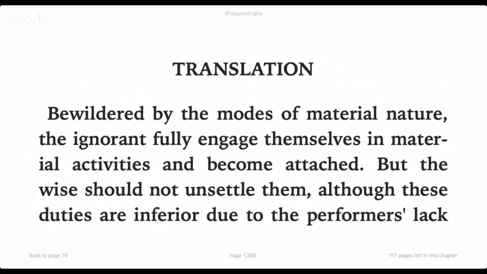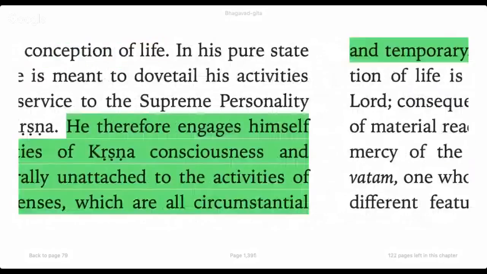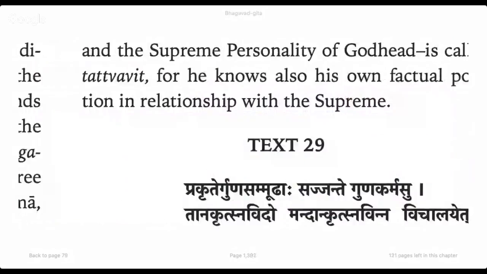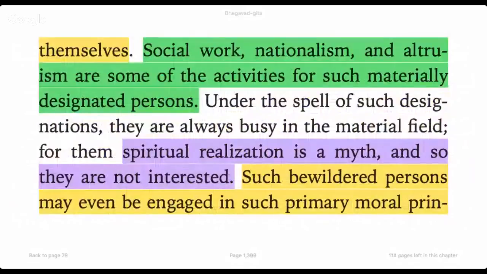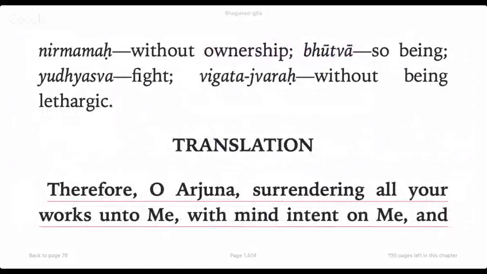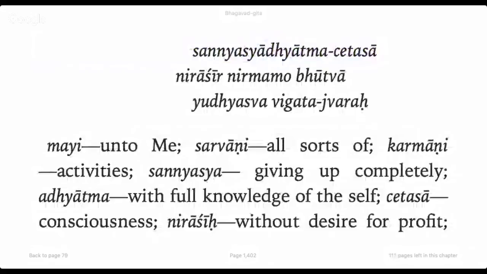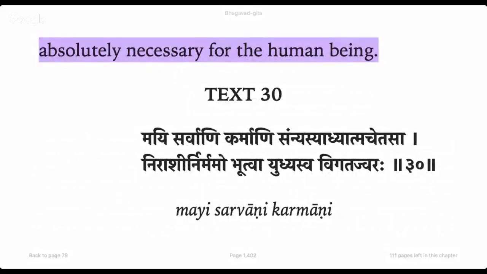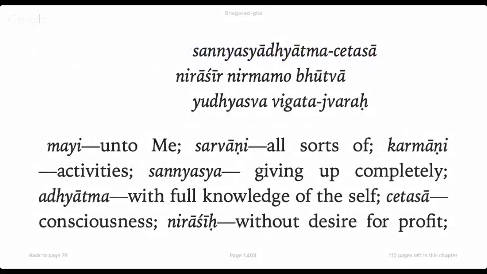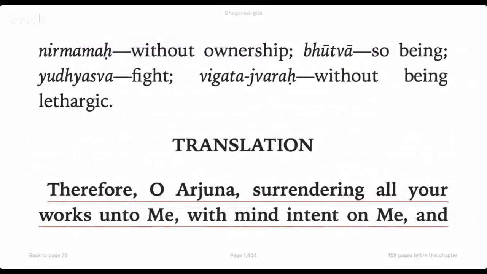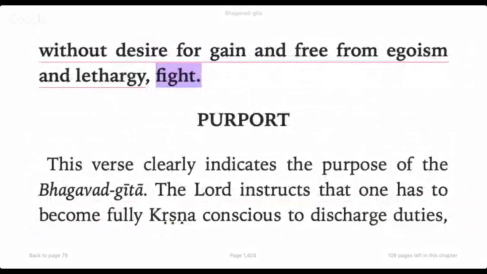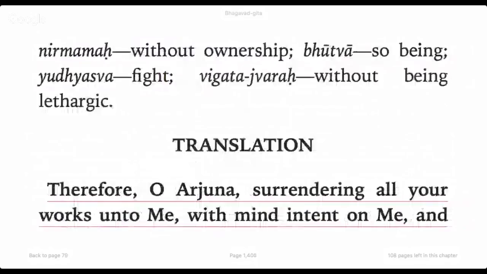The next shloka. Text 30, translation by Srila Prabhupada. Therefore, O Arjuna, surrendering all your works unto me, with mind intent on me, and without desire for gain, and free from egoism and lethargy, fight. In this shloka, Prabhupada gives an example that a cashier, when he counts cash, is counting cash on behalf of the employer, but he's not claiming the cash for himself. So he is telling Arjuna the same way, fight on behalf of me. So we can also take inspiration from it that we have to follow Krishna conscious life more like a material discipline and fight, just the way Arjuna was fighting as if Krishna was his commander.